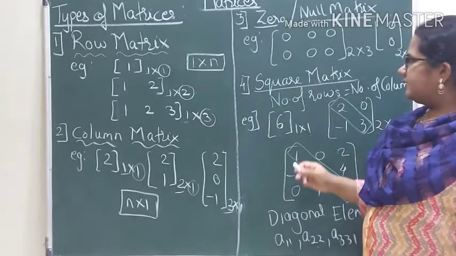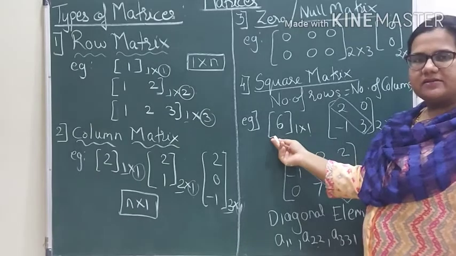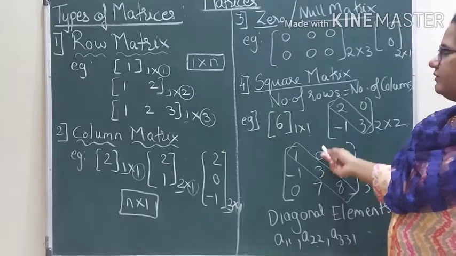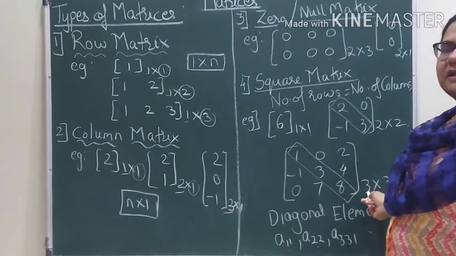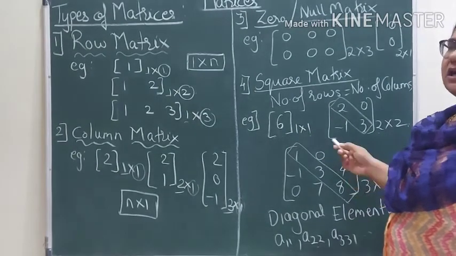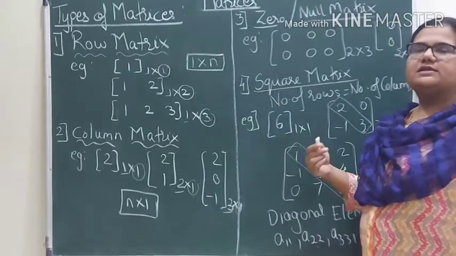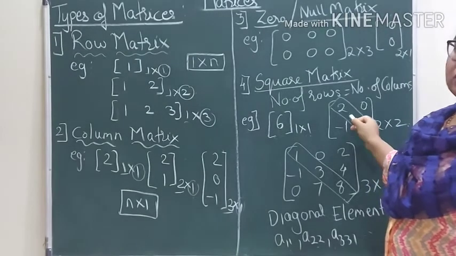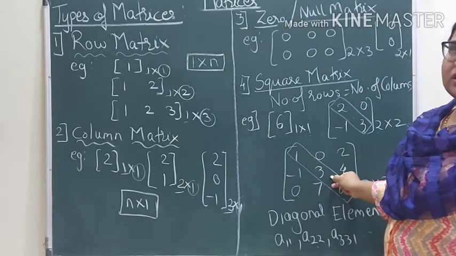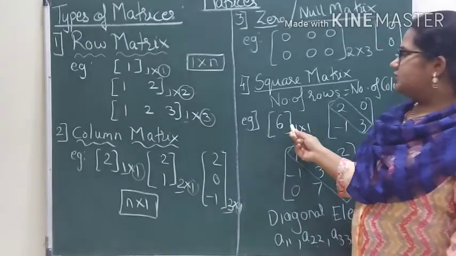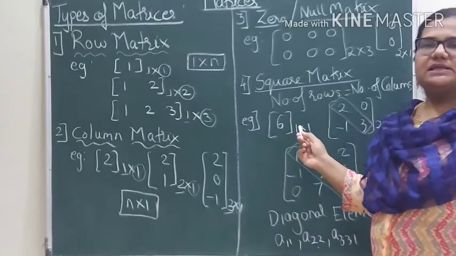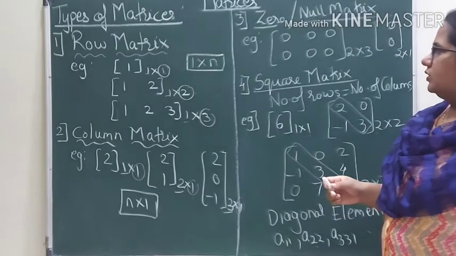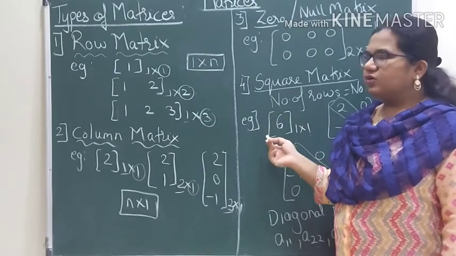Generally, for a square matrix, we say the order of this matrix is 1, the order of this matrix is 2, the order of this matrix is 3. We don't say 1 by 1, 2 by 2, 3 by 3. Generally, in a square matrix, if you have 4 by 4, we call it order 4. Here you have 2 by 2, so this square matrix is called order 2. This square matrix is called order 3. So in a square matrix, you just denote the order of the matrix by a single number, because the number of rows is equal to the number of columns. Understood? These are the 4 types. Okay.